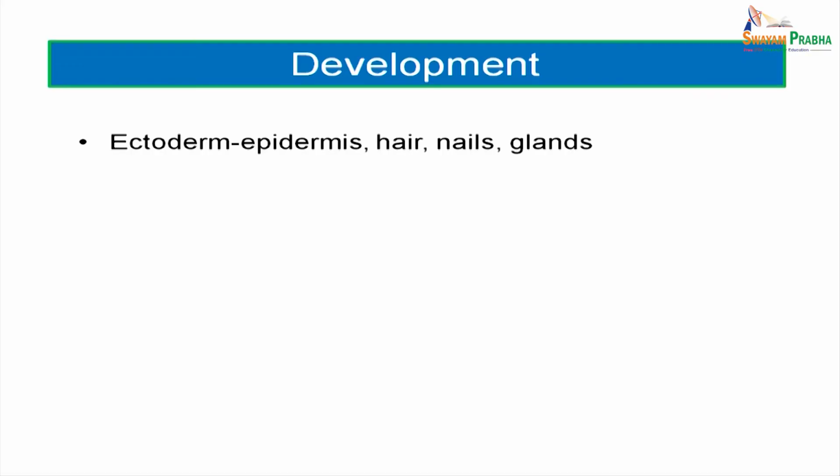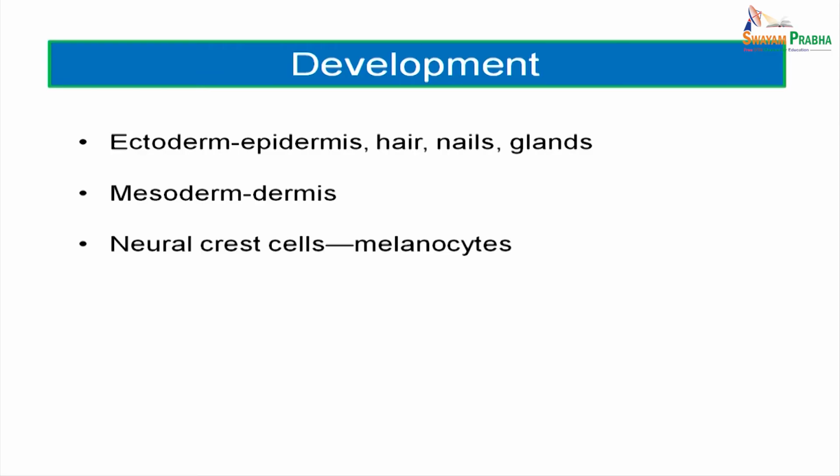A few words about the development. We have various aspects of skin which are developing from different germ layers. From the ectoderm we have epidermis, the hair, the nails and the associated glands. From the mesoderm we have the dermal portion of the skin developing, and from the neural crest cells we have the melanocytes. So, the only germ layer which does not give rise to any part of the skin is the endoderm.